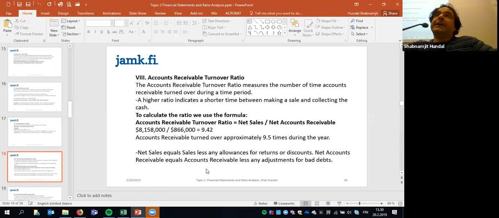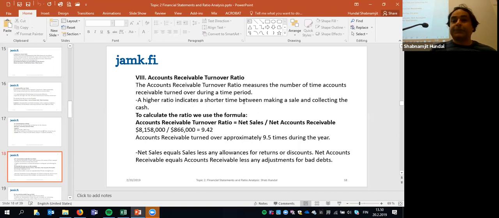For 3 months' time, he would remain my accounts receivable. Remember, we did the entries, debit, credit, a couple of times, that if you sell something on cash or if you sell something on credit, how the transaction would look like, right? So here, they are the accounts receivable. And the ratio is net sales divided by net accounts receivable.